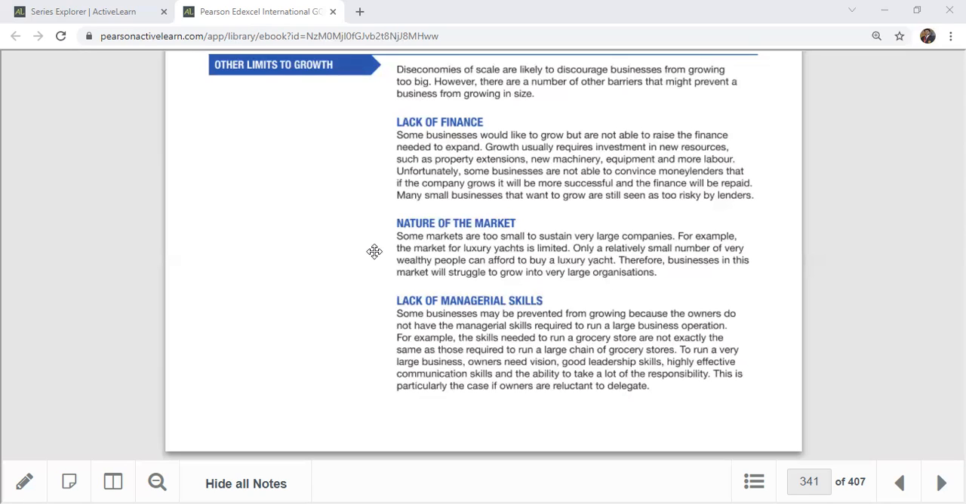And finally, the lack of managerial skills. Sometimes some people don't have enough managerial skills to operate, and as a result they want to stay small. Sometimes they can't hire good people, or they don't have the idea of running a large business, for example a large grocery business. Some businesses are prevented from growing because the owners do not have the managerial skill required to run a large business operation.